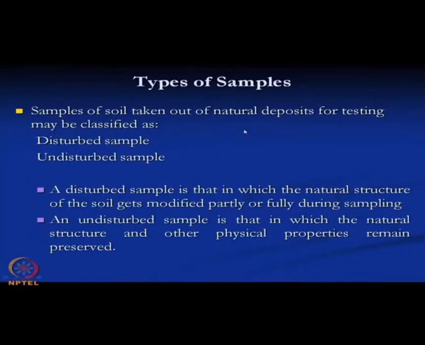Now, the types of soil sample: as I mentioned, we can get the soil sample in two types. One is the disturbed soil sample, another is the undisturbed soil sample. A disturbed soil sample is one in which the natural structure of the soil gets modified partly or fully during sampling. An undisturbed sample is one in which the natural structure and other physical properties remain preserved.